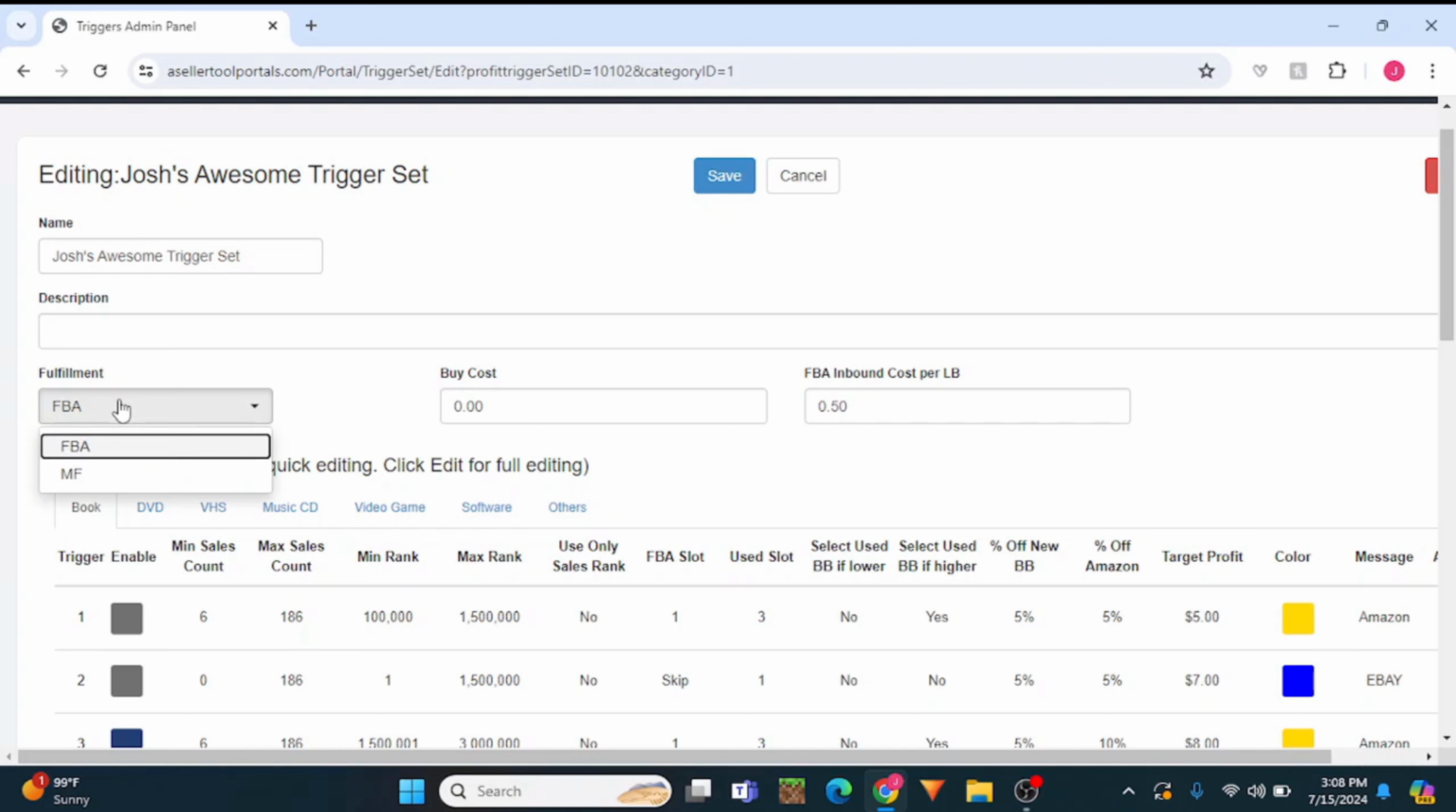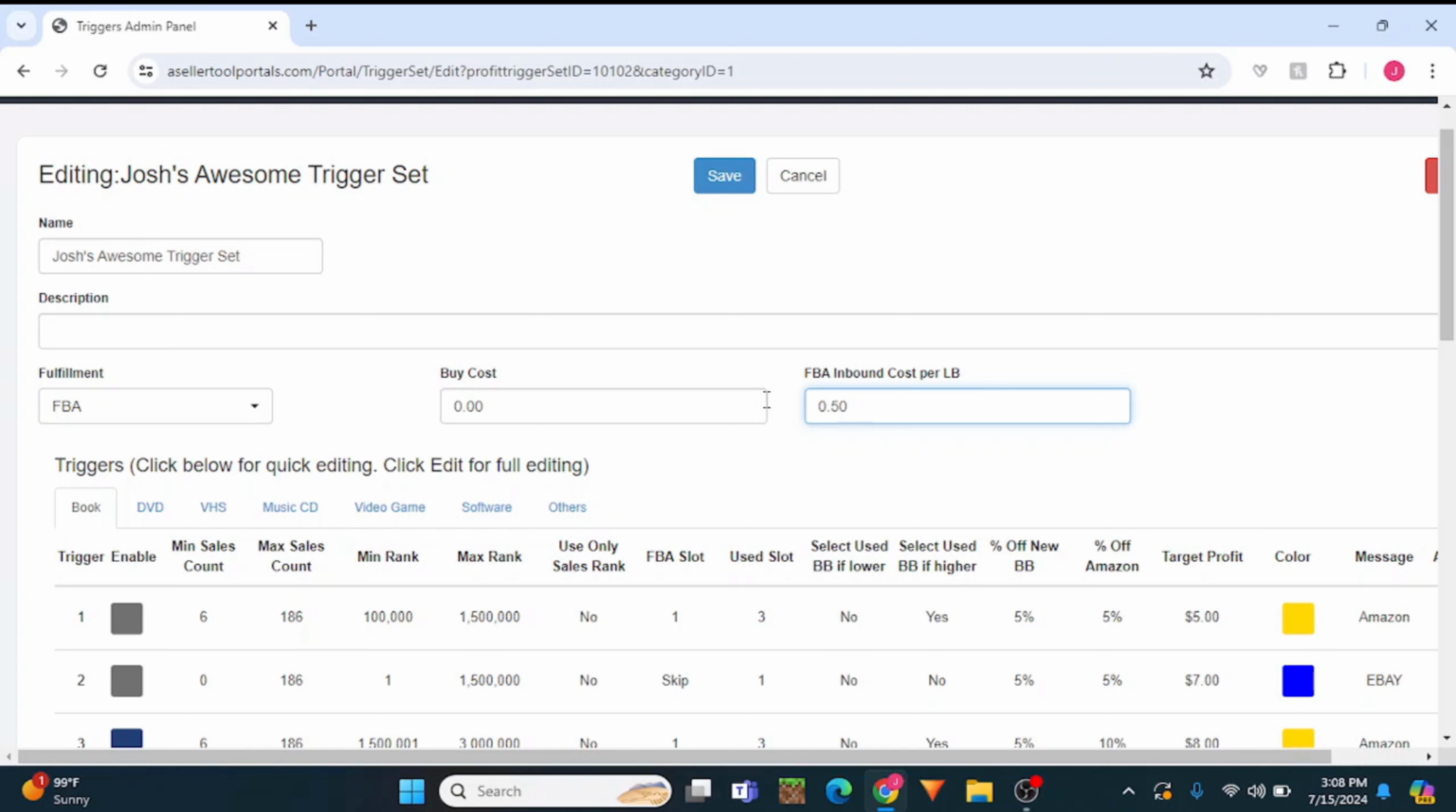Some other things to note at the top that's very important. Fulfillment, I do have set up as FBA because that's what we are doing for all our Amazon cost stuff. Buy cost, I just put it at 0. And FBA inbound cost per pound, I put at 50 cents. Probably need to raise this at this point.